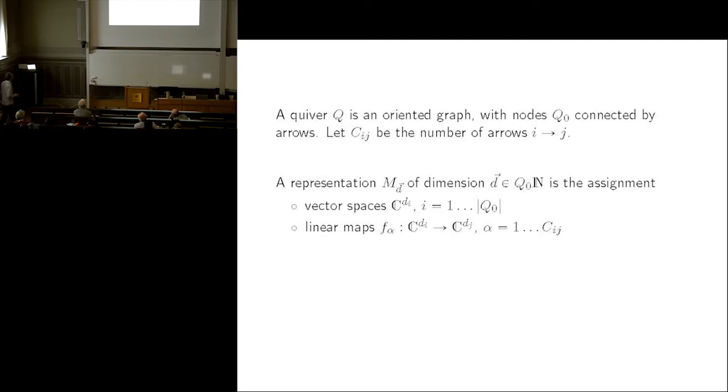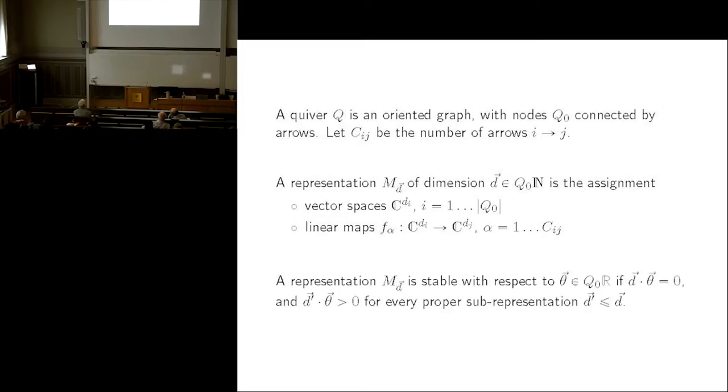On the other side, we have quivers. So a quiver is an oriented graph with a set of nodes, Q0, connected by a number of arrows, and I'm going to package the number of arrows from node i to j into a matrix, whose matrix element C_ij counts them. Given a quiver, you can define a notion of representation labeled by some dimension vector. This is a vector of integers, one for each node. And a representation is the assignment of a vector space to each node of dimension d_i, and the assignment of a linear map to each arrow connecting two nodes.